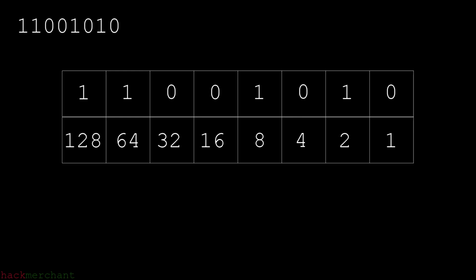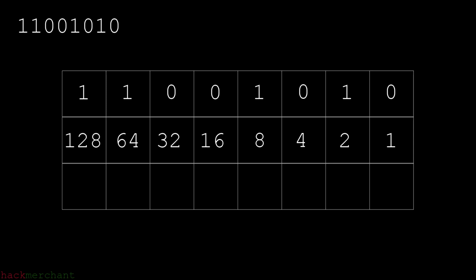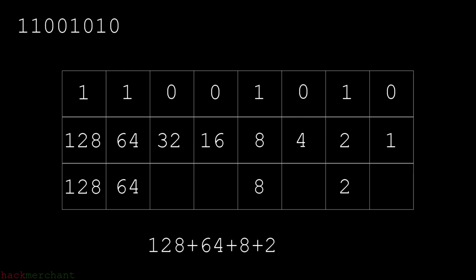What we need to do next is take only the numbers from our power of 2 table that are aligned with the binary digit 1 from our binary number and write it down. In our case, we are going to write down 128, 64, 8, and 2. Then we need to add those numbers together. And what we get when we add those numbers together is our binary number in decimal, which is 202.